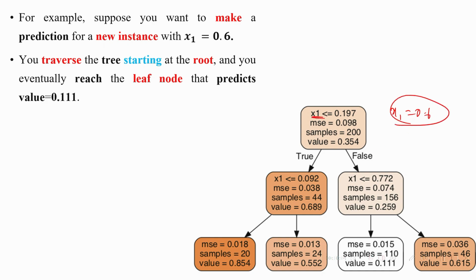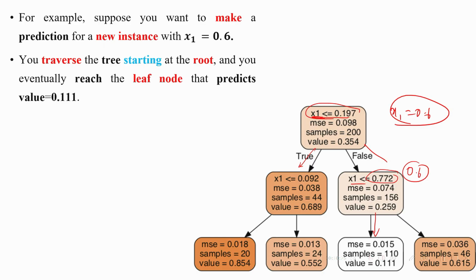Here the condition is x1 less than or equal to 0.197. That is false, because x1 equal to 0.6 is greater than 0.197. So here we are checking the condition with our value equal to 0.6, and that's why we're going to the left of depth 2.